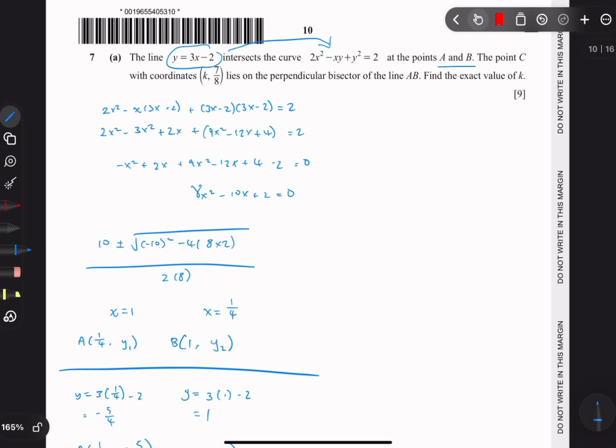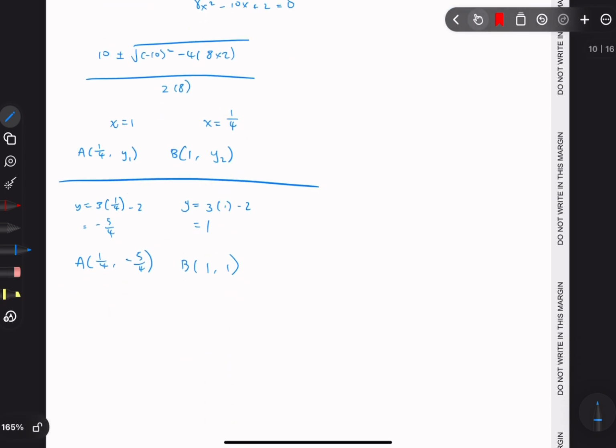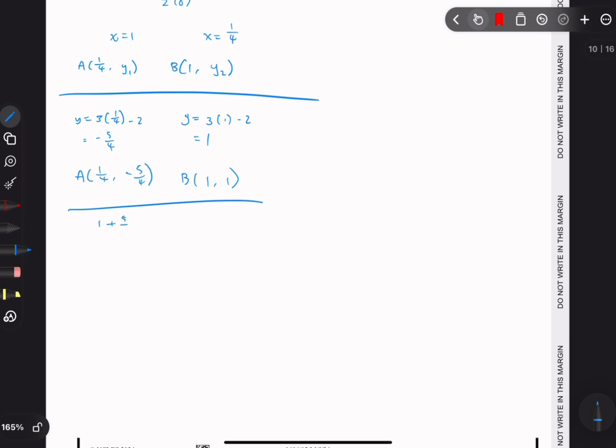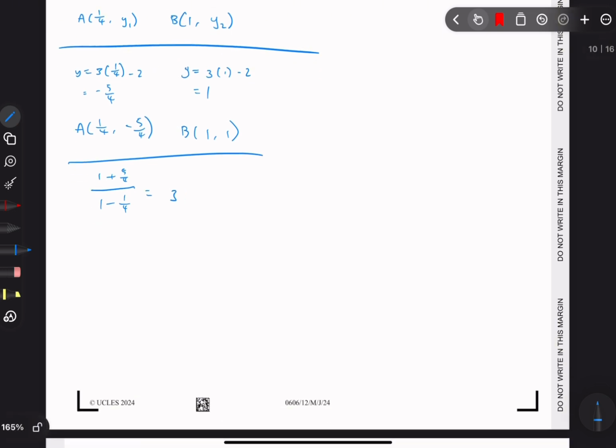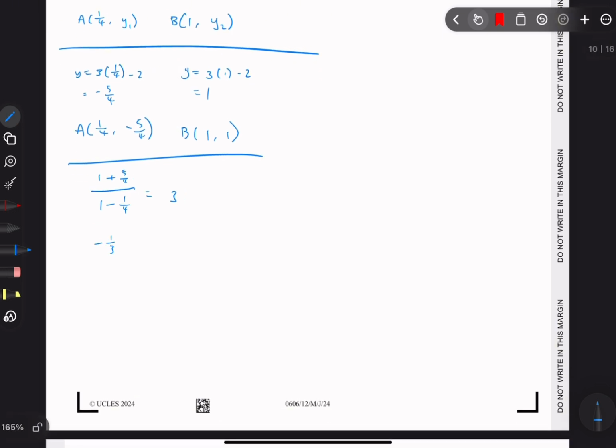Okay, so the second part of the question says that C lies on the perpendicular bisector of line AB. Therefore, we need to find the equation of the perpendicular bisector of line AB. And to do this, we can find the gradient of AB first. So using these points that we have just found, the gradient of line AB is 3. So the gradient of the perpendicular bisector should be minus 1 over 3. Because it's always the negative inverse.